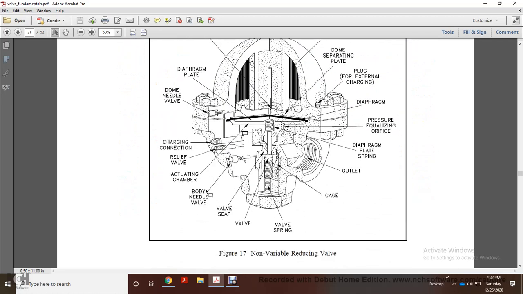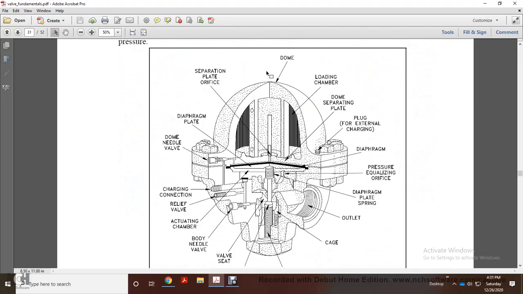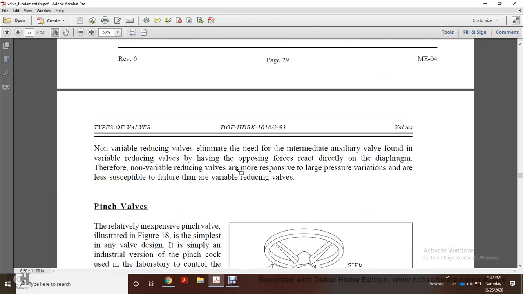So this shows your non-variable reducing valve: the dome loading chambers, separation plate, orifice, diaphragm plate, the dome separating plate, the plug for external charging, dome needle valve, the charge connection, relief valve, pressurizing equalizer reservoir, diaphragm plate, spring, outlet, cage, valve seat, body, needle valve, actuating chamber, relief valve.